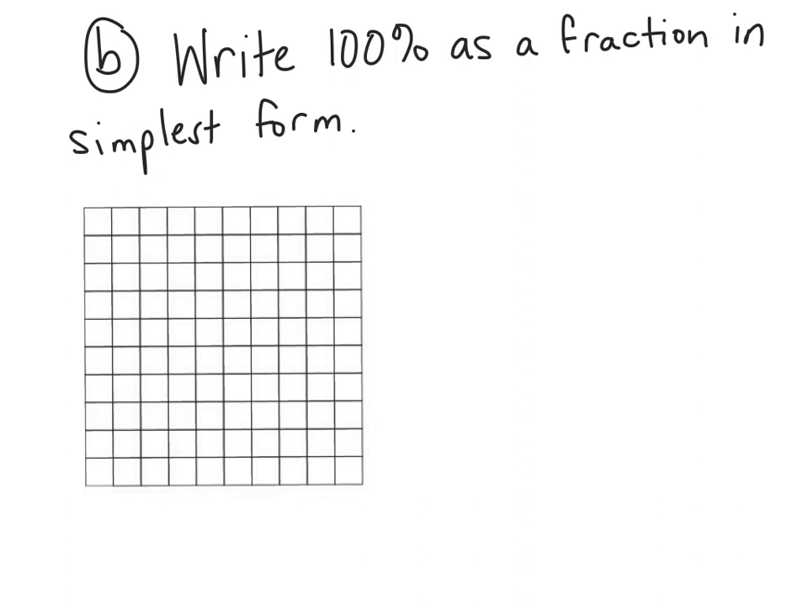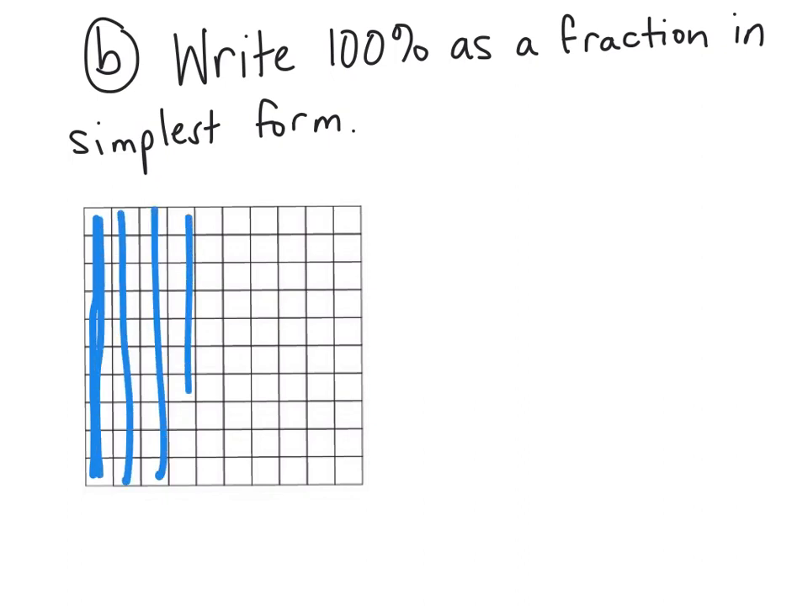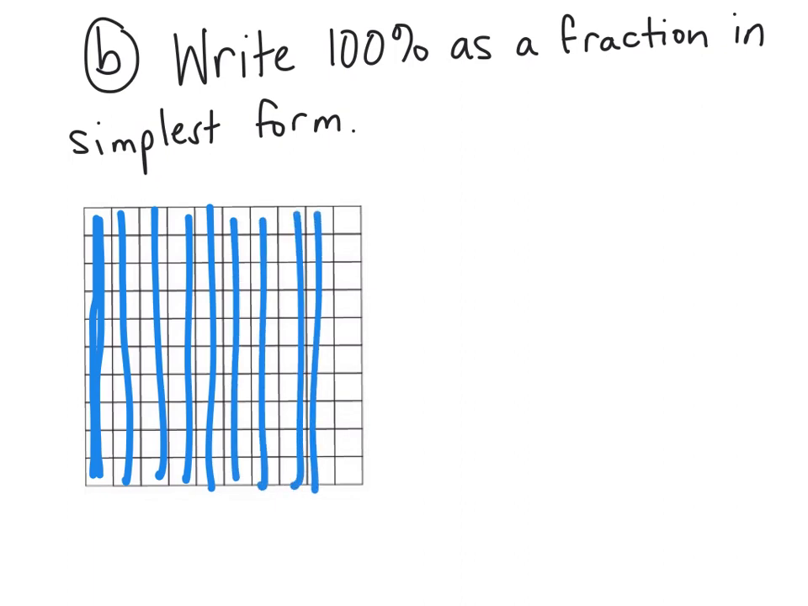Letter B says write 100% as a fraction in simplest form, and this shouldn't be too bad, but you just want to make sure you're understanding that simplest form part. So again, this is 100%, so 10, 20, 30, 40, 50, 60, 70, 80, 90, 100. And again, you can color it or just shade them in.